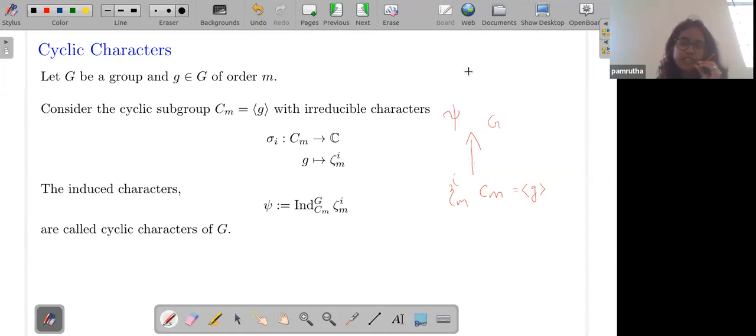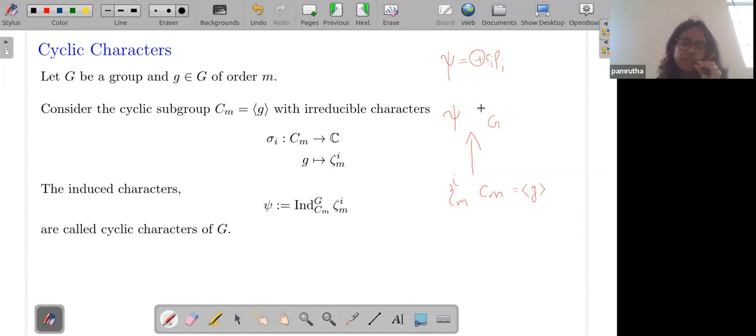Suppose rho i are the irreducible representations of this group G. We know that every representation can be written as a direct sum of irreducible representations. So psi will be the sum of c i rho i, where c i denotes the multiplicity, how many times each irreducible representation occurs.